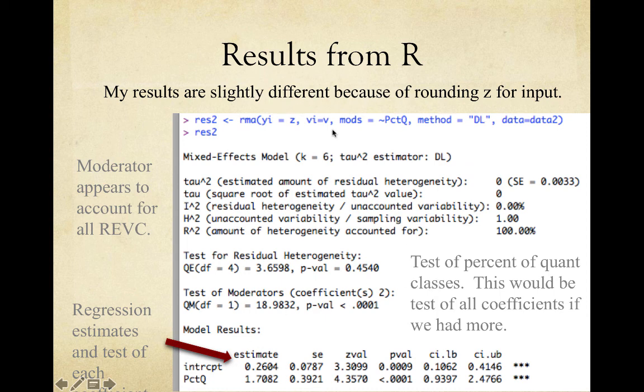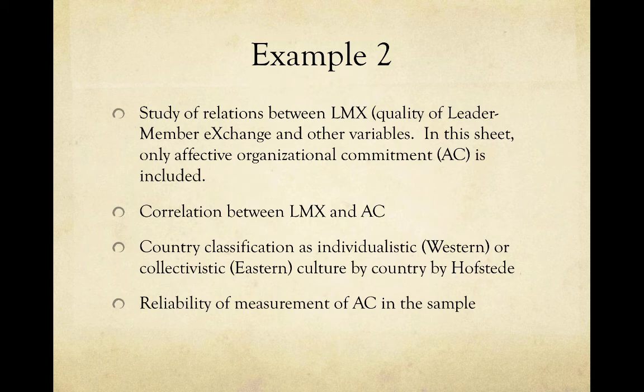My results are slightly different, but that's because of rounding error for Z. Okay, example 2, relations between LMX, that's leader-member exchange theory, and other variables. We're going to look at survey results where people rate their leadership and how much they are committed to their organization.